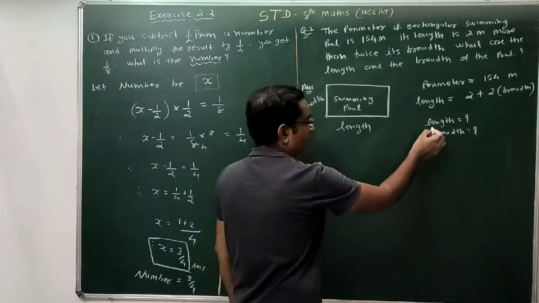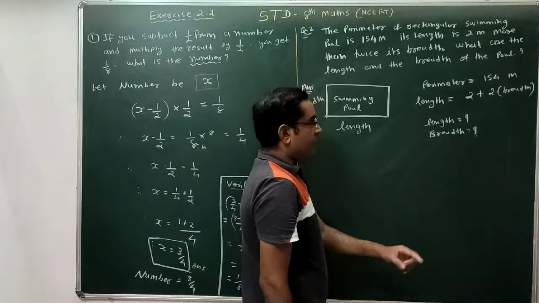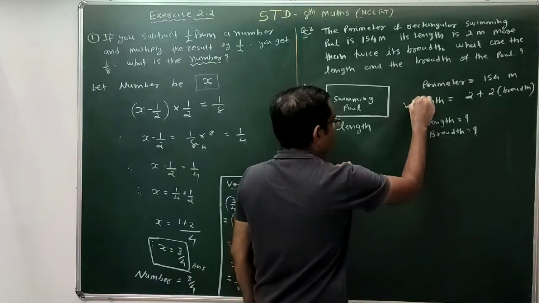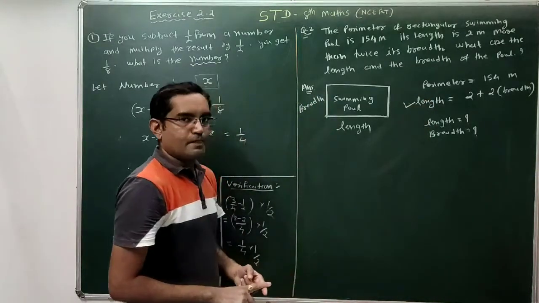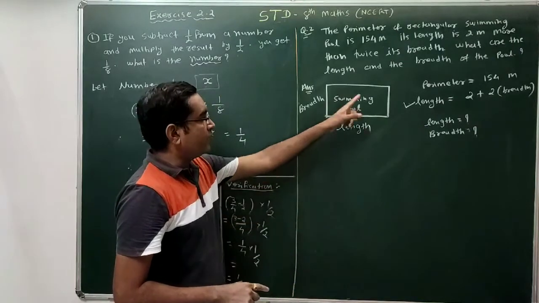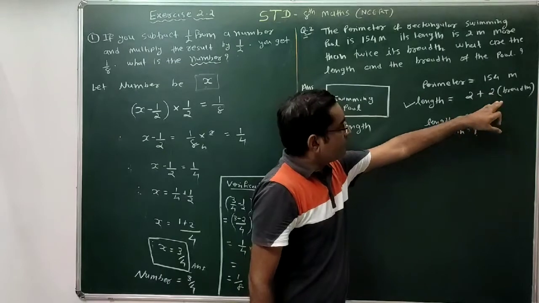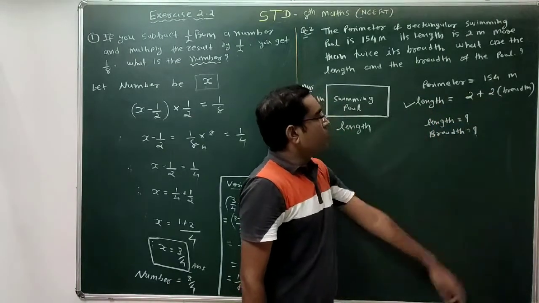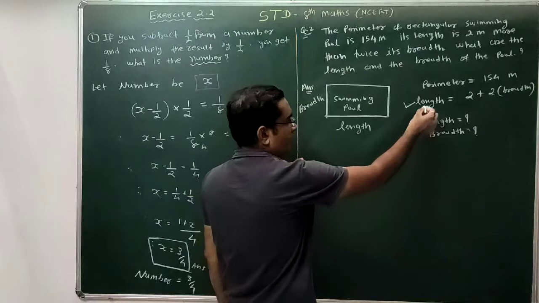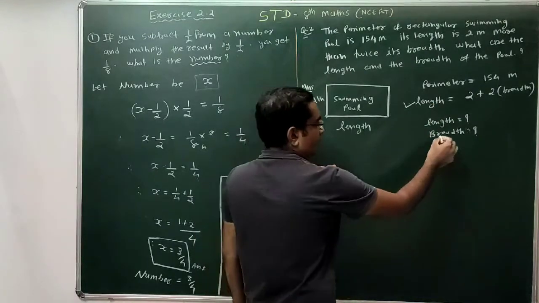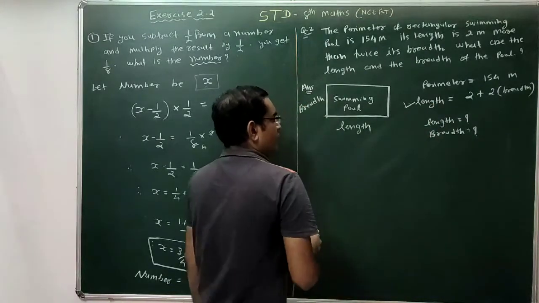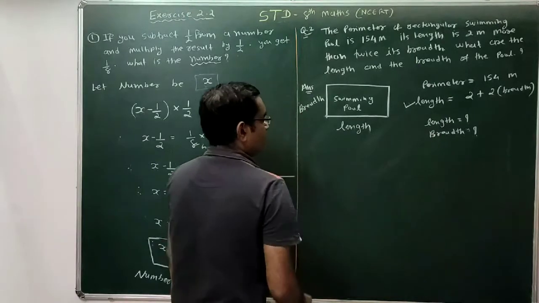So here length and breadth both are unknown, but we can say that the information regarding length is given. Information regarding the length of the rectangular swimming pool is given. Length is twice the breadth and it is plus 2. So information regarding length is given. Breadth is totally unknown. So we are assuming our variable x for this breadth.